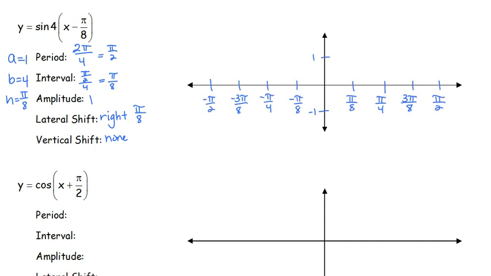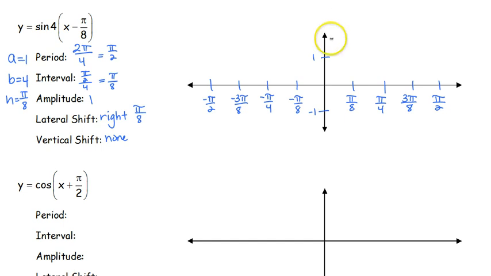Alright, so we have really 2 changes here, our b and our h. The b is going to change our period, the length of one of our cycles, and that change is only seen with how we label our numbers on the x-axis. Our other shift is we're going to go right pi over 8.